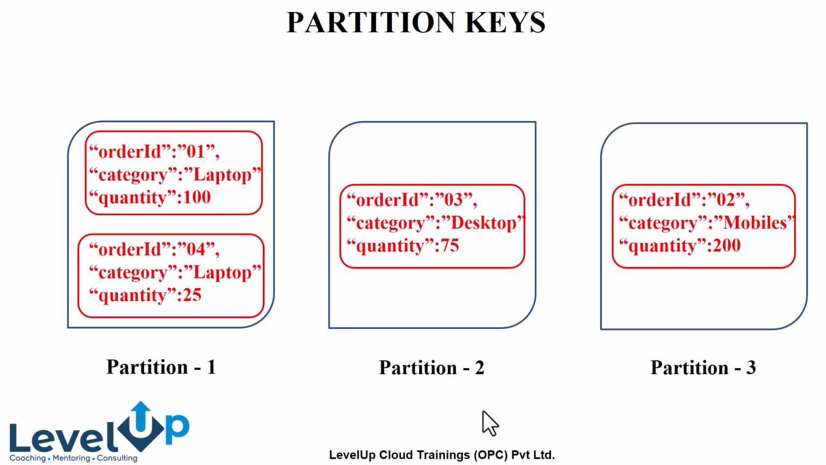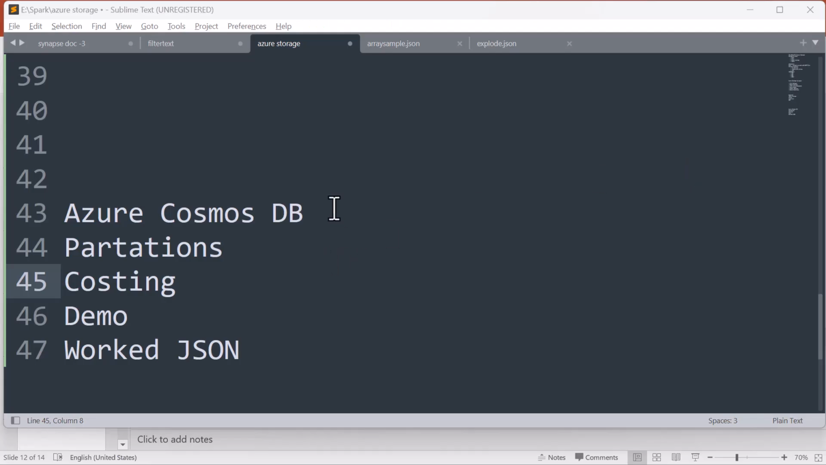I hope you have enjoyed this session. Let me recap what we have done till now. I introduced you to Azure Cosmos DB. We understood what partitions are in Azure Cosmos DB. We understood how the costing is done in Azure Cosmos. We created an Azure Cosmos DB database and a container. We uploaded data, and we worked with different types of JSON files. That is what we have looked into in this session.